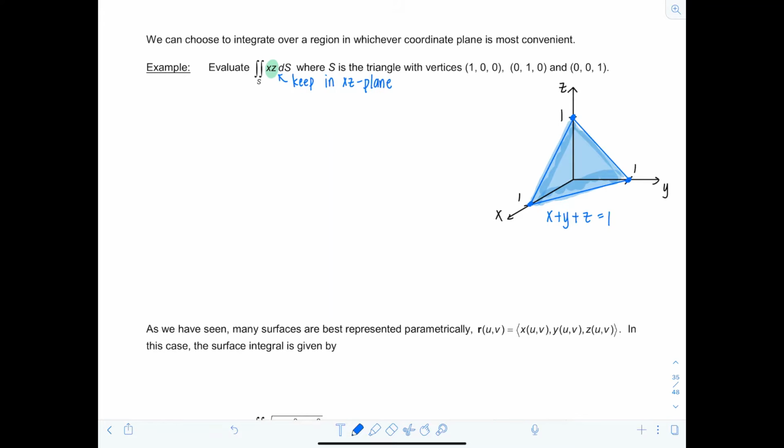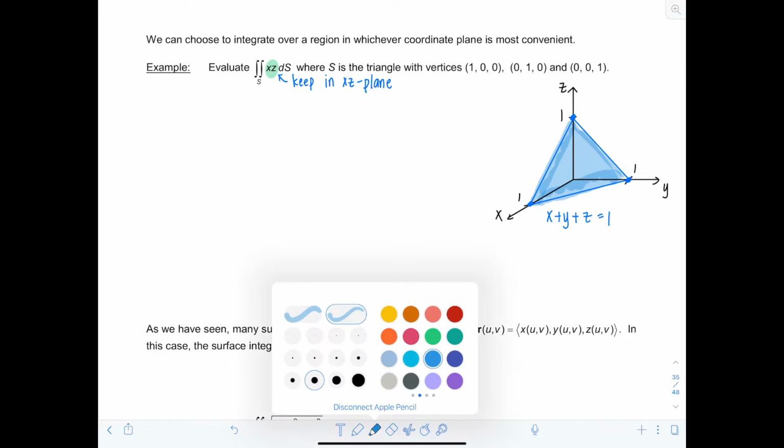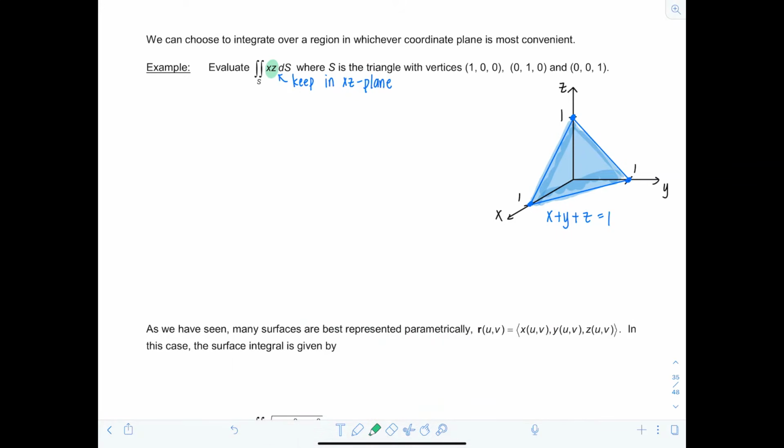Okay, well, since the integrand involves x and z, I'm going to choose to integrate over the xz plane, meaning I'm going to define D to be this triangular region here. Okay, so I'm going to draw D separately right now, the xz plane, the projection of this surface in the xz plane. So here's the z-axis, here's the x-axis, here's 1, 1.